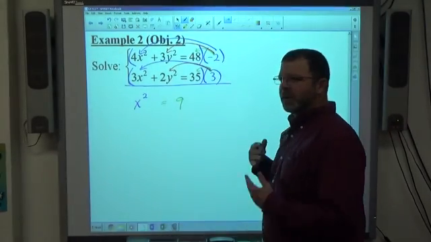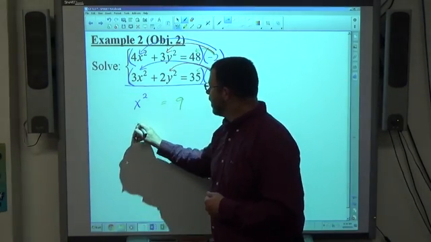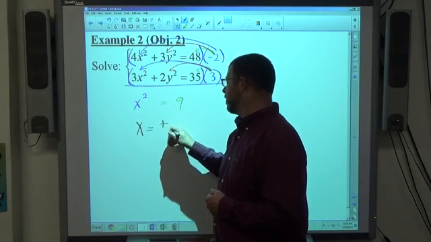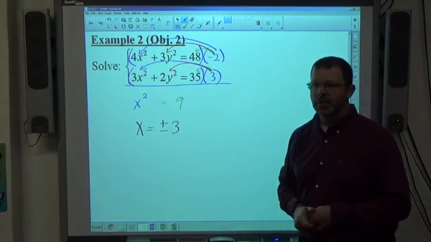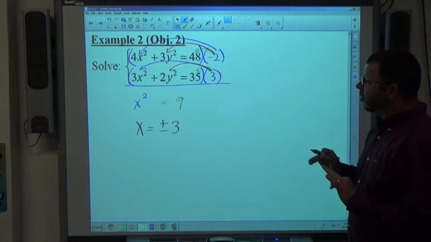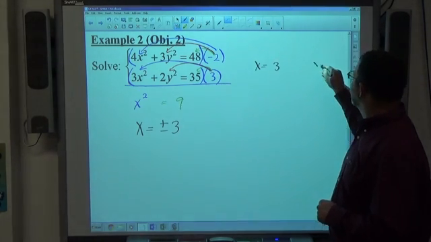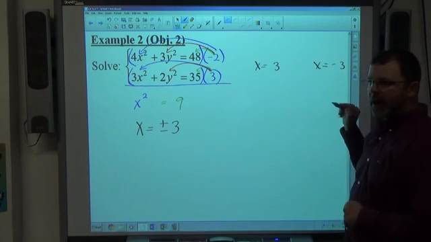When you use elimination on nonlinear systems, very often you get to this point, letter squared equals number. Be very careful: if x squared equals 9, x equals plus or minus 3. Don't forget the plus or minus. You want to get all the answers possible every single time. Okay, so now x equals positive 3 or x equals -3 are our two solutions for x.